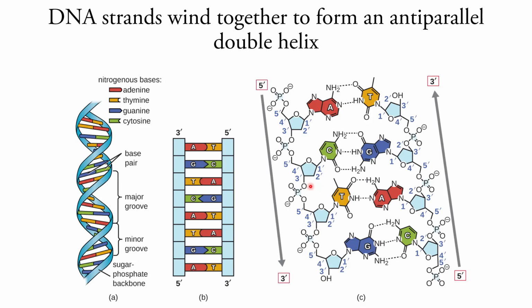DNA strands are going to wind together. We make this anti-parallel double helix. Again, the strands are held together by hydrogen bonds between your nitrogenous bases. And again, you see you have 5 prime to 3 prime in one direction, and the other strand is going in the other direction, where the 5 prime is at the bottom, 3 prime at the top.